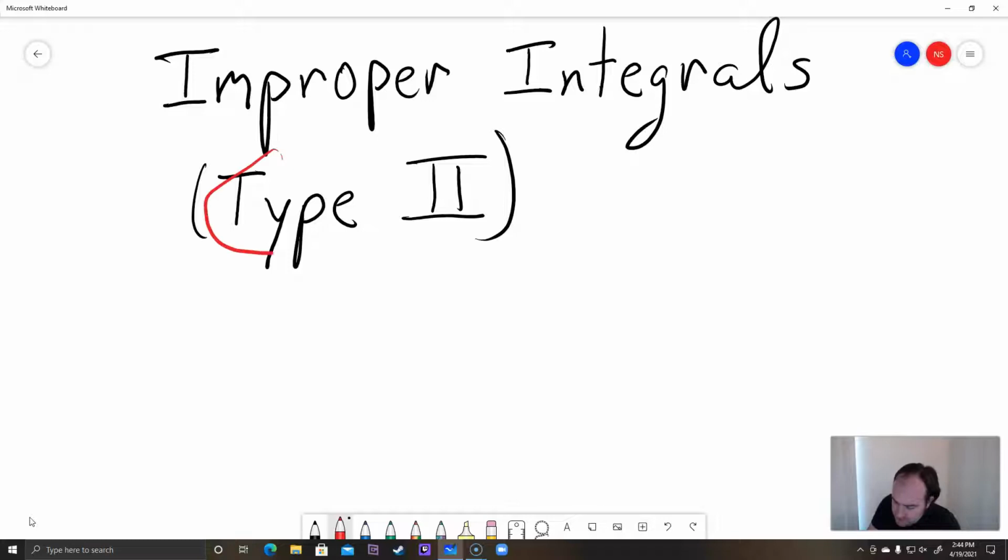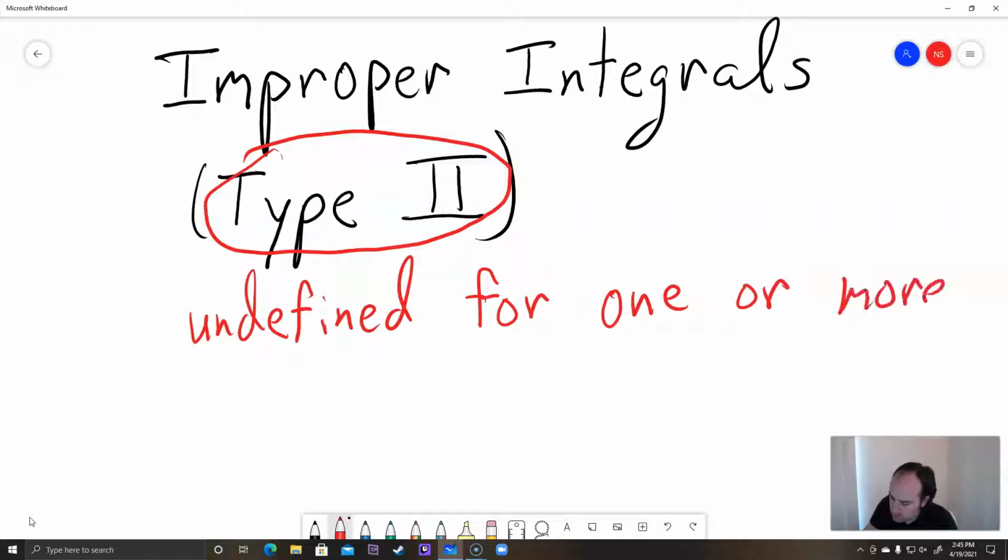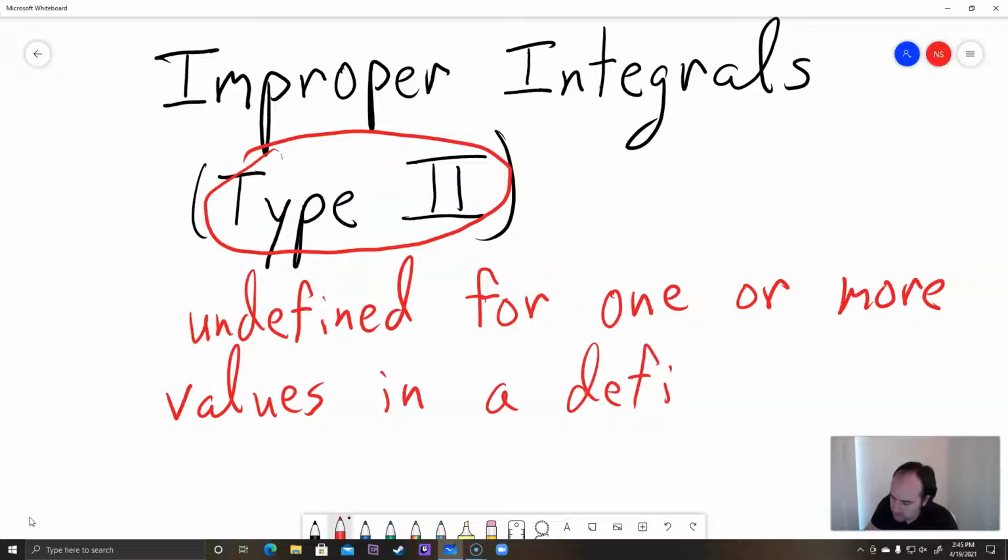But basically, type 2 means undefined for one or more values in a definite integral. Okay, that's the basic idea there.